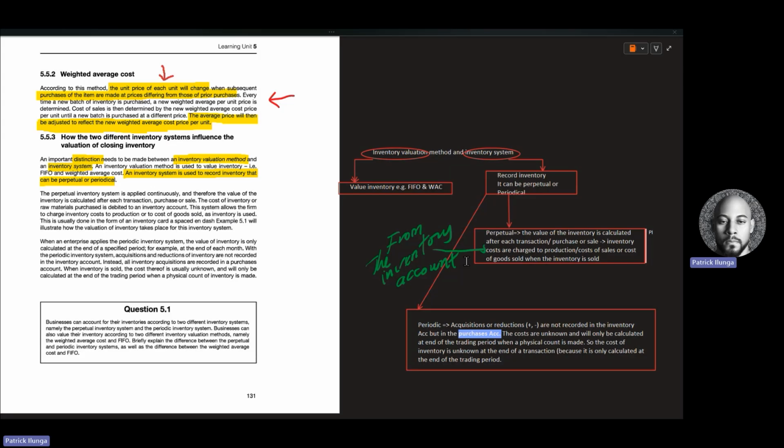So whether it's acquisitions or reductions, those are going to take place in a special account that we call the purchases account. And so those are for the periodic. So the costs are unknown, contrary to the perpetual inventory system, where we know the cost of the inventory at all time. And the reason why I'm spending a bit of time would have to do with the example that we are going to tackle just now.